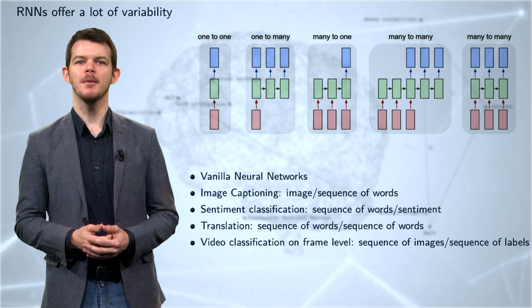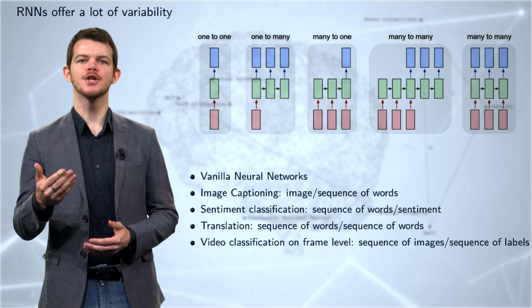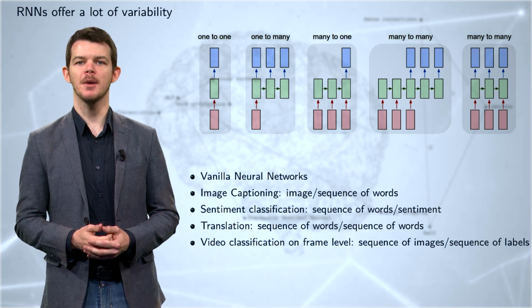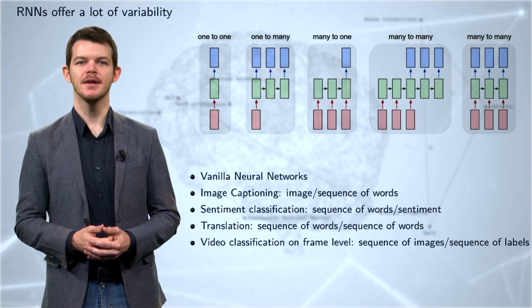Real-time frame labeling in videos corresponds to the last type of problems, the many-to-many framework with no delay, in which you cannot wait to see the next frame of the video to make a prediction. A real-time prediction is needed for each frame.